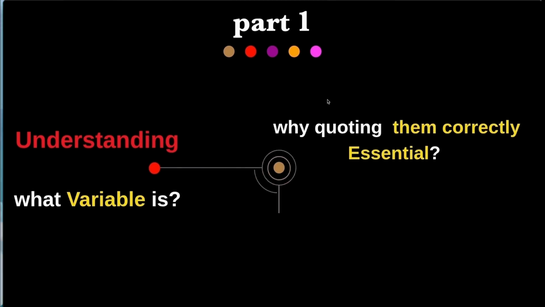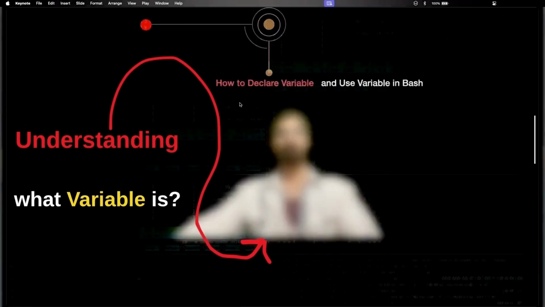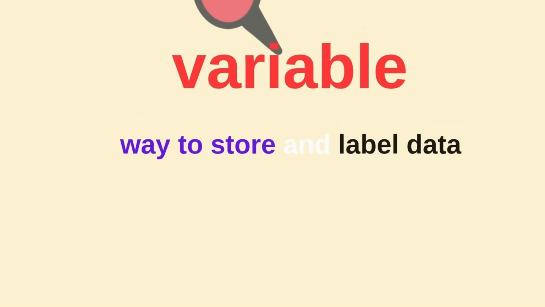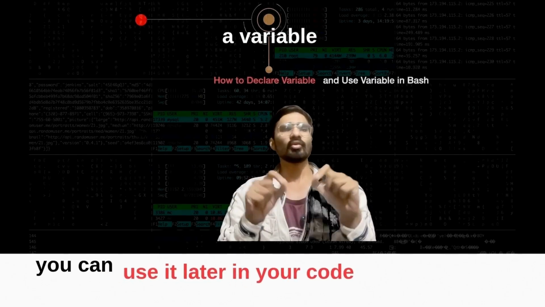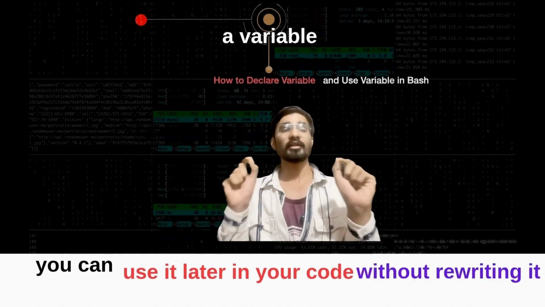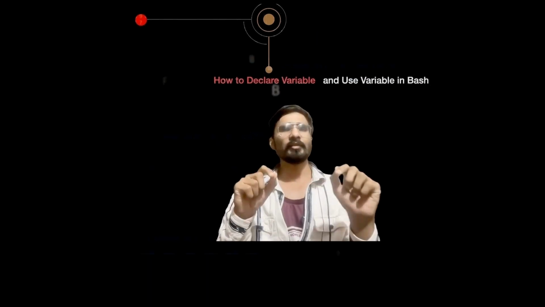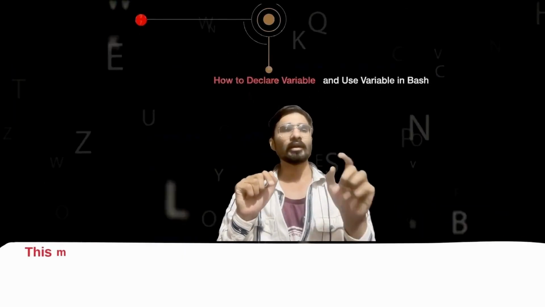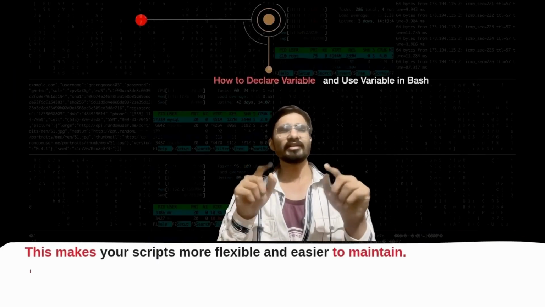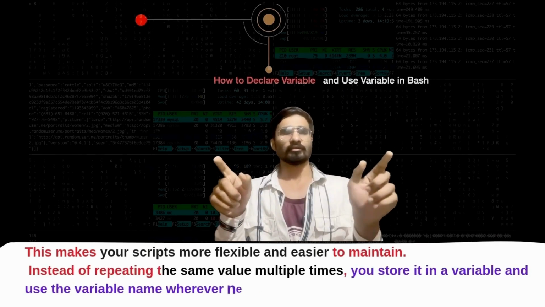So this video will mostly cover how to declare and use variables in Bash. In any programming language, a variable is a way to store and label data, so you can use it later in your code without rewriting it. Think of giving a name to a value so you can refer to it easily and consistently. In Bash, a variable is like a labeled container that stores a value such as text or a number, which you can use later in your script. This makes your script more flexible and easier to maintain. Instead of repeating the same value multiple times, you store it in a variable and use the name whenever required.